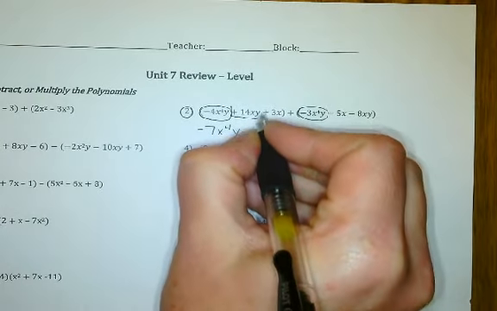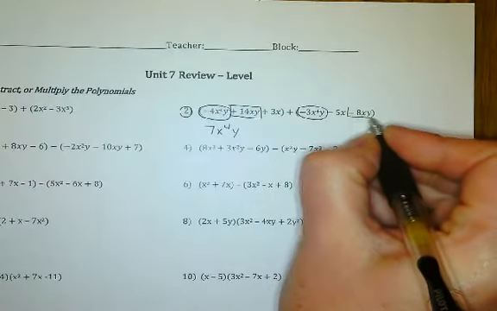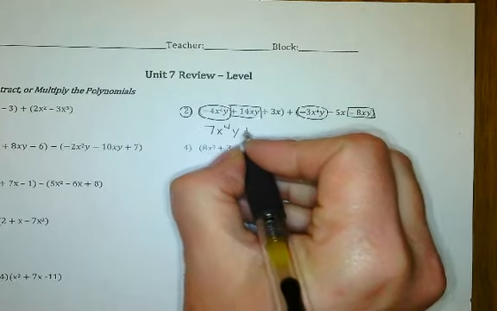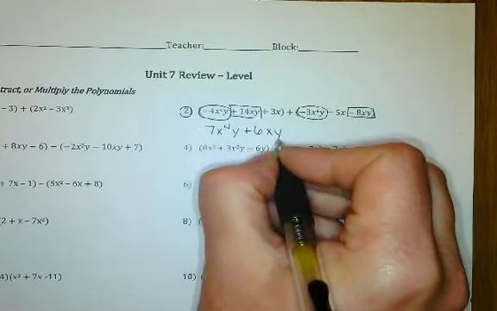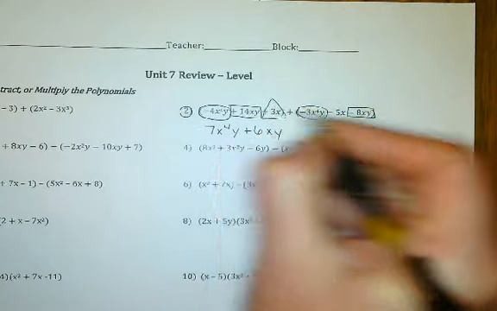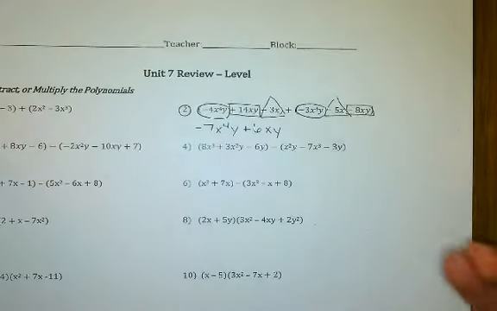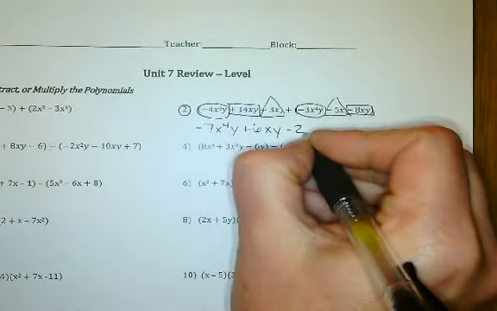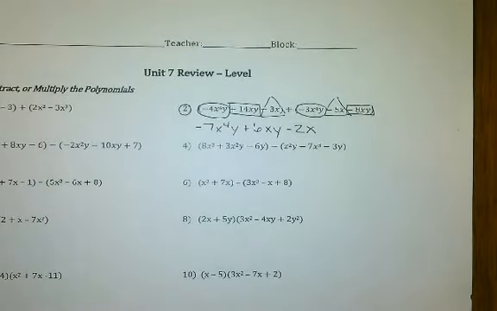Alright, I also notice I have a 14xy and a negative 8xy. That gives me 6xy. And then if I combine all the x's here, that's a positive 3 and a negative 5, so negative 2x. So again, just combining what's alike.